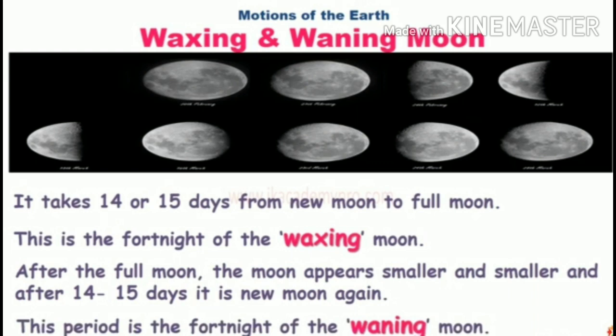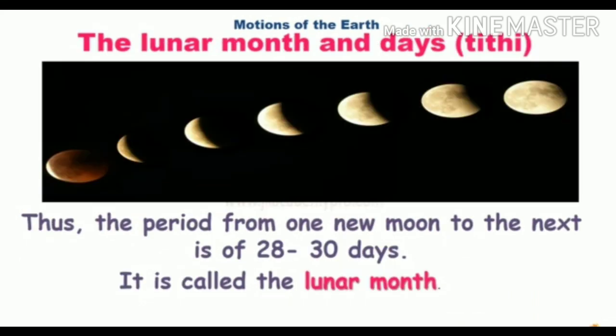After the full moon, the moon appears smaller and smaller, and after 14 or 15 days, it is new moon again. This period is the fortnight of the waning moon. Thus, the period from one new moon to the next is of 28 or 30 days. It is called the lunar month.